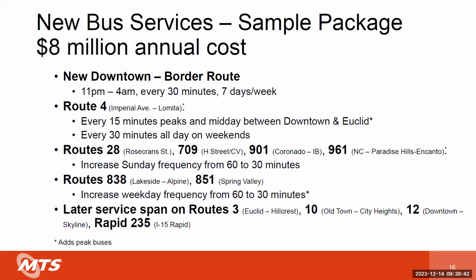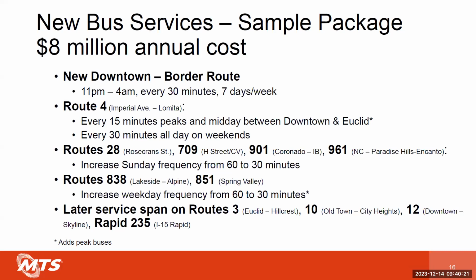So a sample package of what these $8 million could purchase, and what we're recommending at this point, is that the first one is a new downtown to border route that would operate overnight when the blue line can't operate. So we'd essentially be providing 24-hour service between downtown and the border. It would be on the blue line trolley during the day. And then from approximately 11 p.m. to 4 a.m., we would operate this supplementary bus service, which would operate as an express service every 30 minutes, 7 days a week.